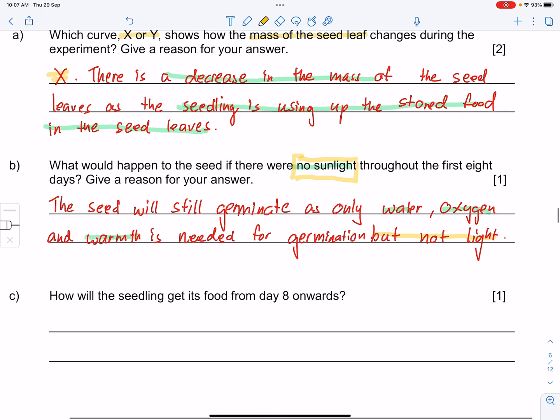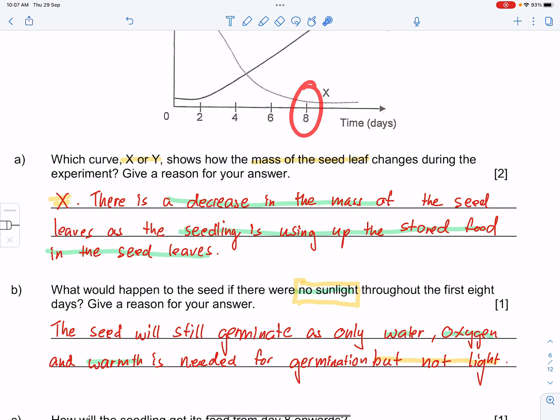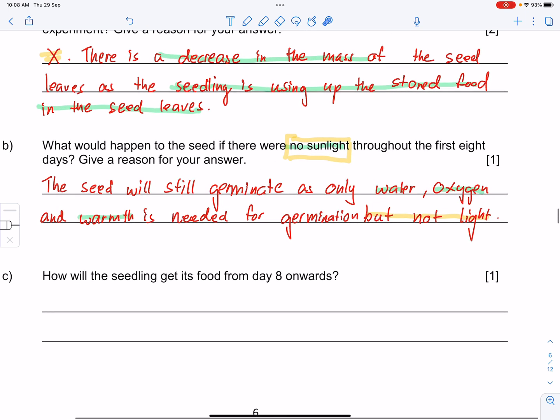Next, how would the seedling get its food from day 8 onwards? At day 8, you will note that since X is your seed leaf, it means that your seed leaf at day 8 would have been completely depleted. So the whole idea is to show you that since your seed leaf is completely depleted, there must be an alternative way of getting food. And the answer would be from the true leaves, because at day 8, the true leaves should have appeared.